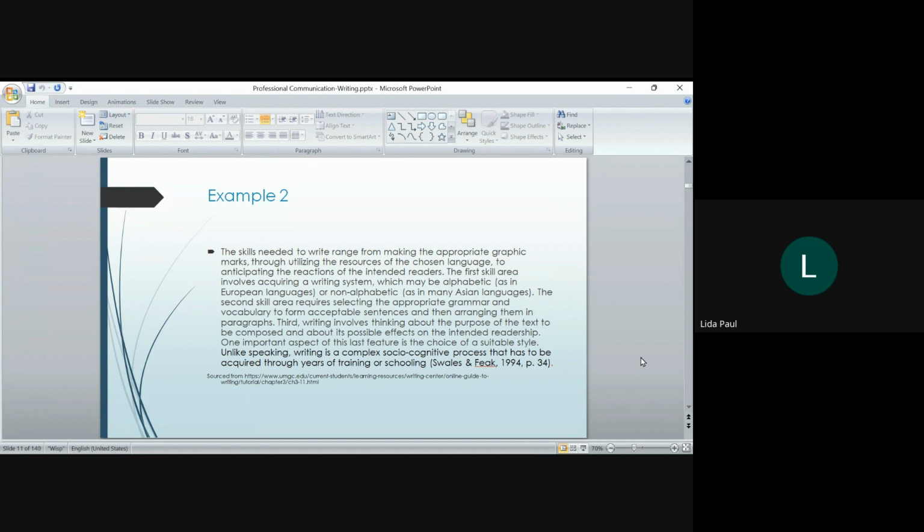Is that fine? So what's the difference here? What do you see as opposed to what you have read in the previous one? No, no difference.